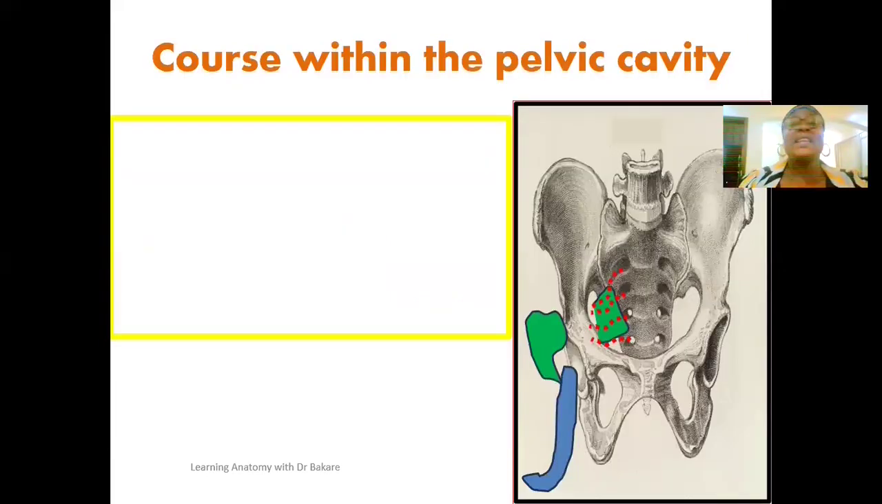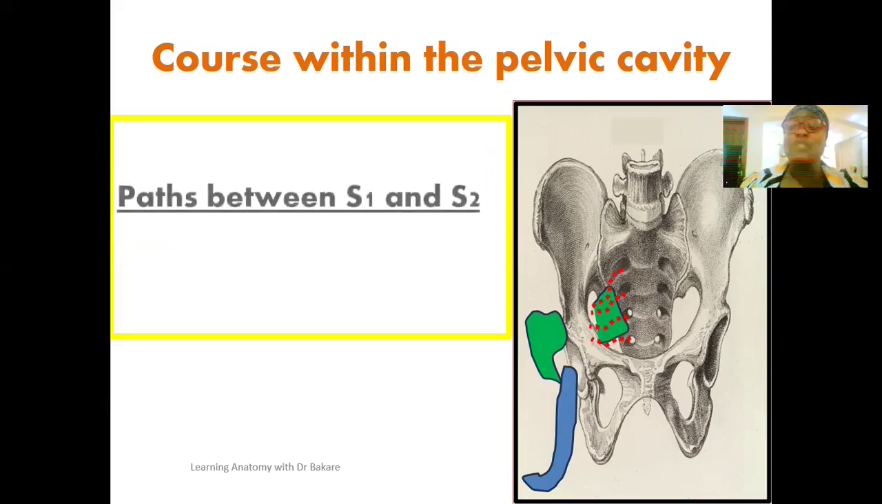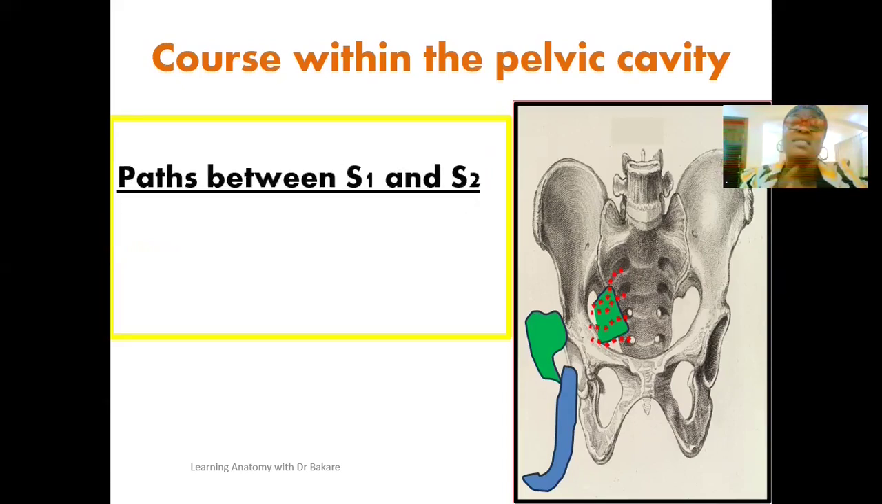So looking at the course within the pelvic cavity, we say that this artery emerges as one of the terminal branches from the anterior trunk of the internal iliac artery. After its emergence, it is seen to pass between the first and the second sacral spinal roots. If you look at this image by the side, the structures highlighted in dotted red are the spinal roots of the sacral nerves. So we have S1, S2, S3, and also S4.